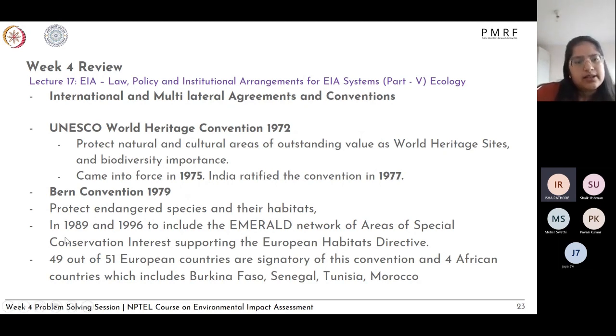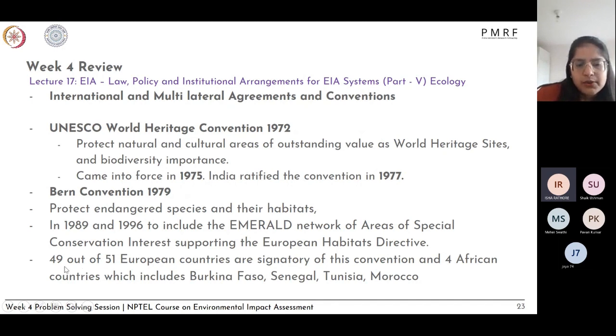And then another international agreement was the Berne Convention in 1979. So this was driven by the need to protect endangered species and their habitats. And so between 1989 and 1996, they made a network of areas of special conservation interest, which support the habitats of these endangered species, and this is known as the Emerald Network. And so this is basically in the European Union at that point of time.